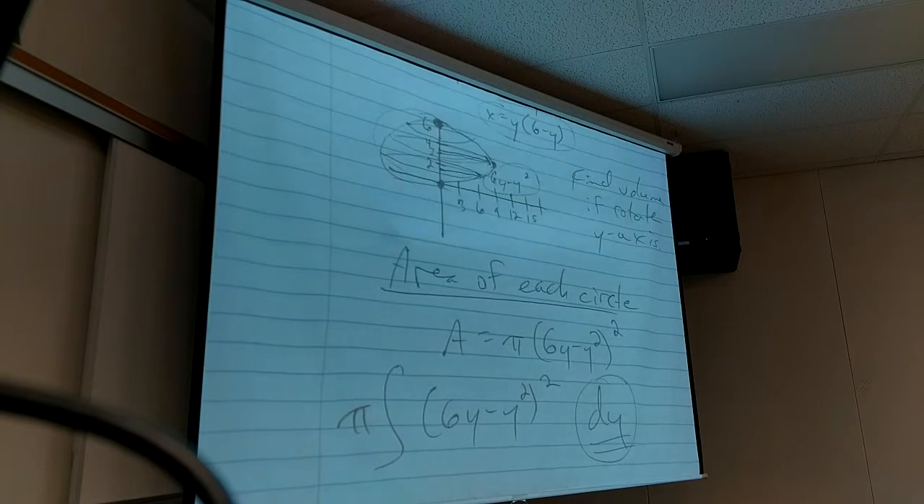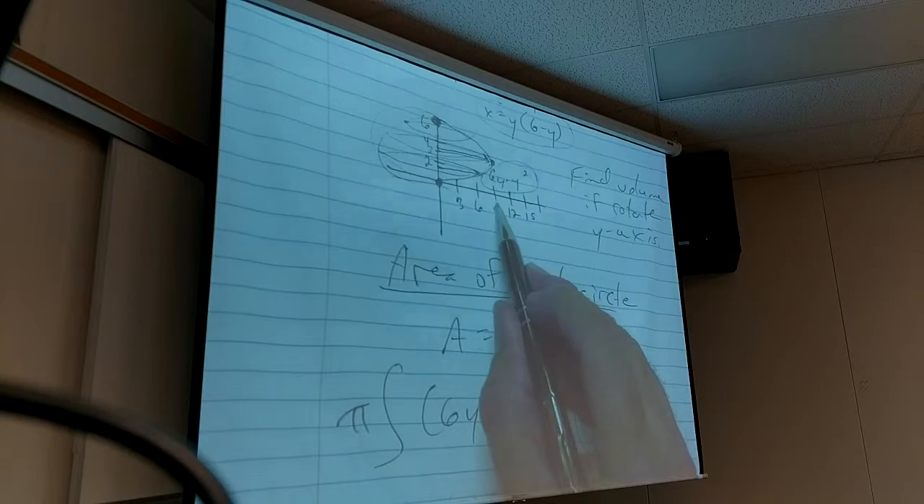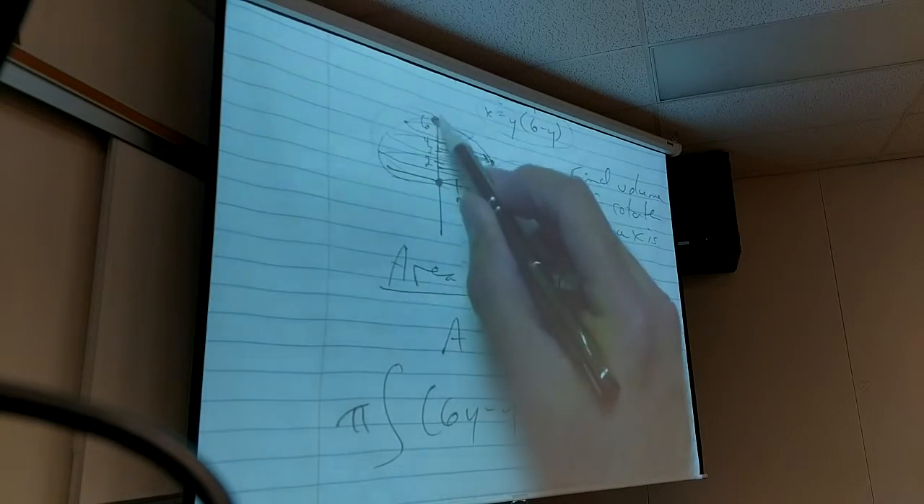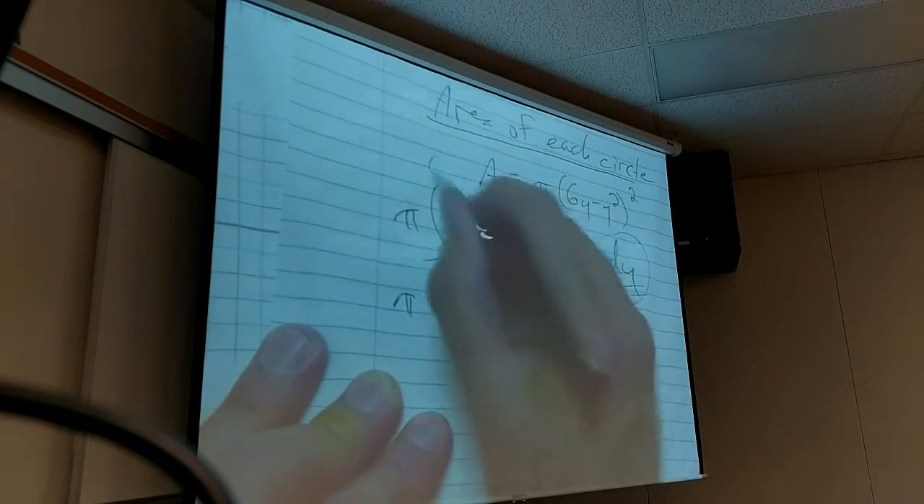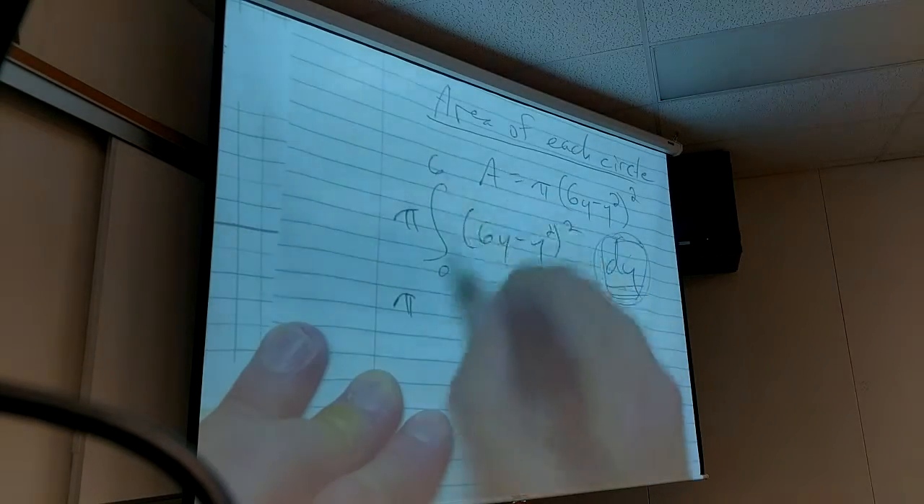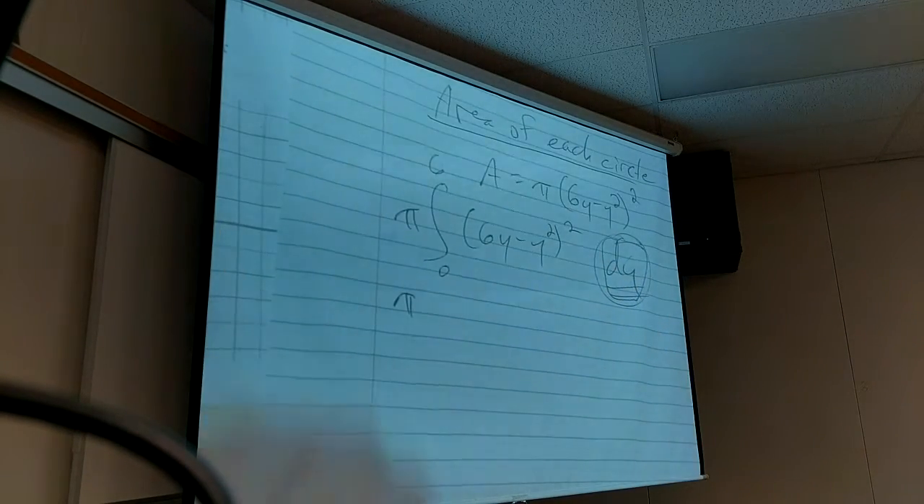No, that's what x is doing. 0 to 6 is what y is doing. I like it. This tells you what has to go here. It's in terms of y. What is y doing across that region?